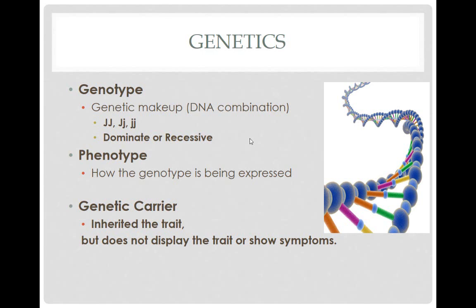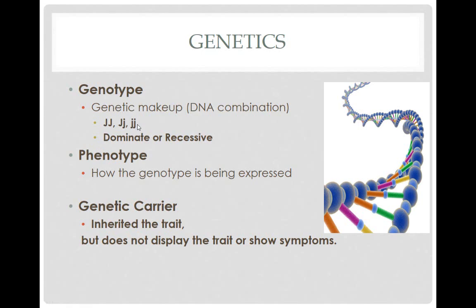So when we look at the genotype and the genetic makeup, we have either dominant or recessive, and typically dominant is represented by a capital letter here, and recessive is represented by a lowercase letter. And so what we have here is two capital letters. This would be dominant. If we have a little bit of both, typically the capital letter is dominant over the recessive. And if we have both of them lowercase, that would be 100% recessive.